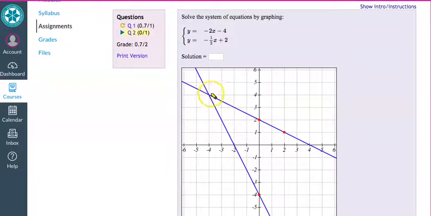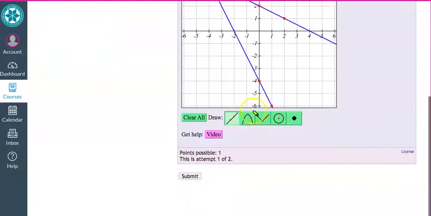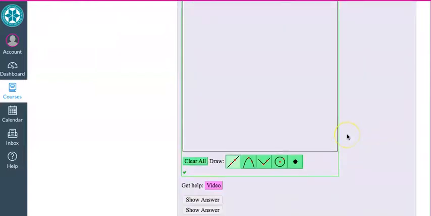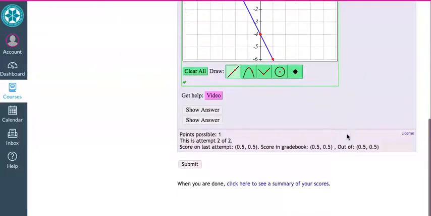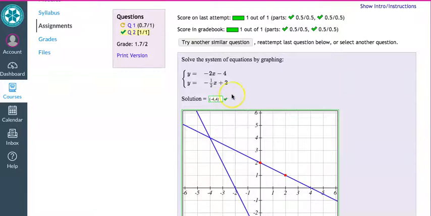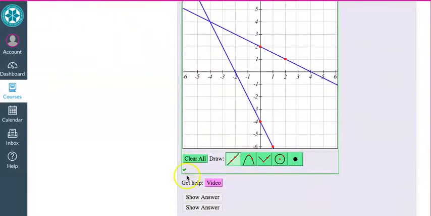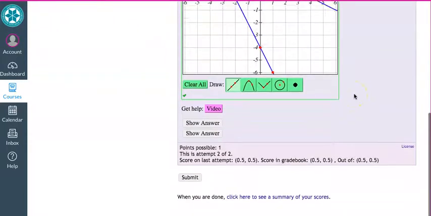The point of intersection is my solution. So we type in the solution as an xy value. I can see that this intersects when x is negative 4 and y is positive 4. So I enter that point there and we submit. And we can see that when you get your green check marks, you've done things correctly.